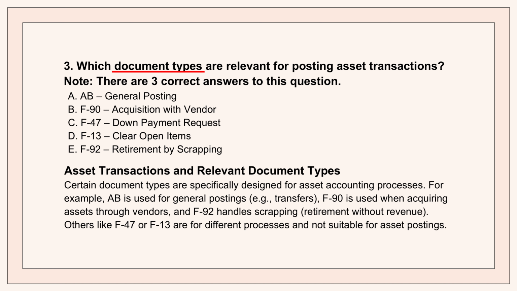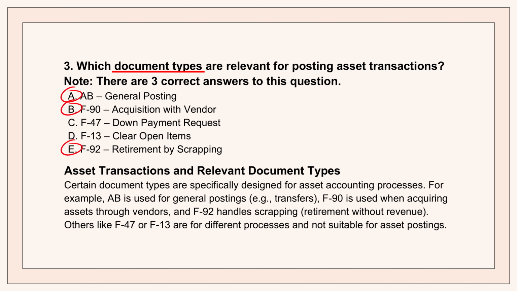Yeah. The correct ones here are A, B, and E. So A, B, F90, and F92. Okay, AB, F90, F92. Let's break those down. AB, general posting. Right. AB is sort of your flexible friend. It's for asset-related postings that don't quite fit the other really specific categories. And think adjustments, maybe some transfers, things that aren't a straight-up purchase or disposal.